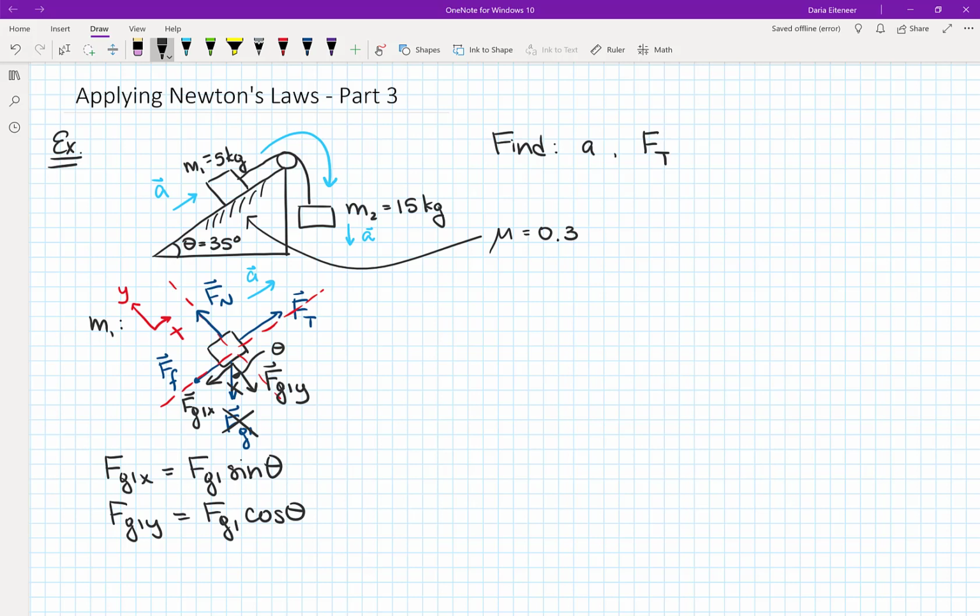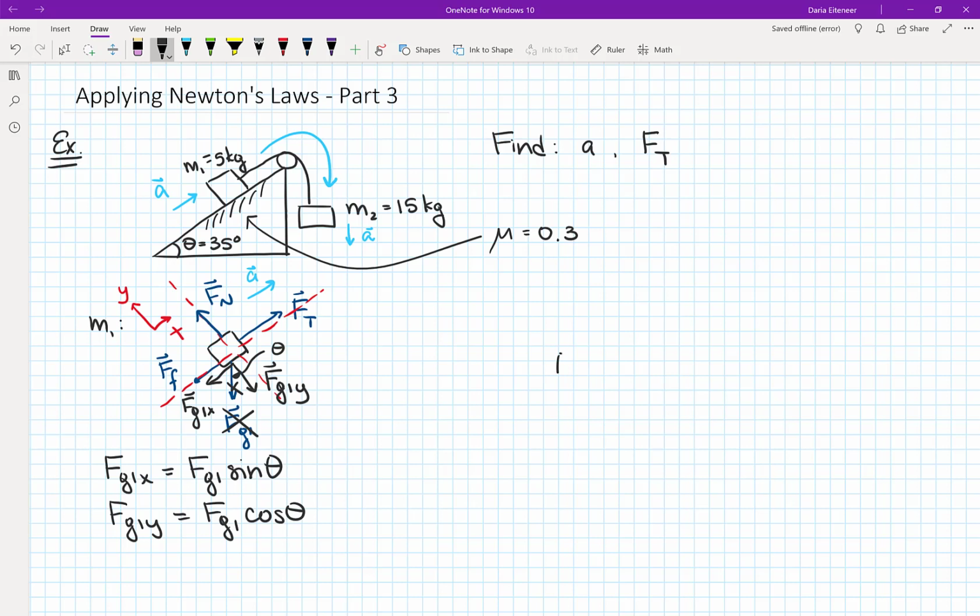Okay, so let's see. We took care of force of gravity, even took care of its components. We took care of all the contacts, right? We got the plane and the rope, took care of that. We made sure that our coordinate system reflects the geometry of the problem, so that the x-axis is in the direction of acceleration. And that's it, right? So this is our complete free body diagram for M1.